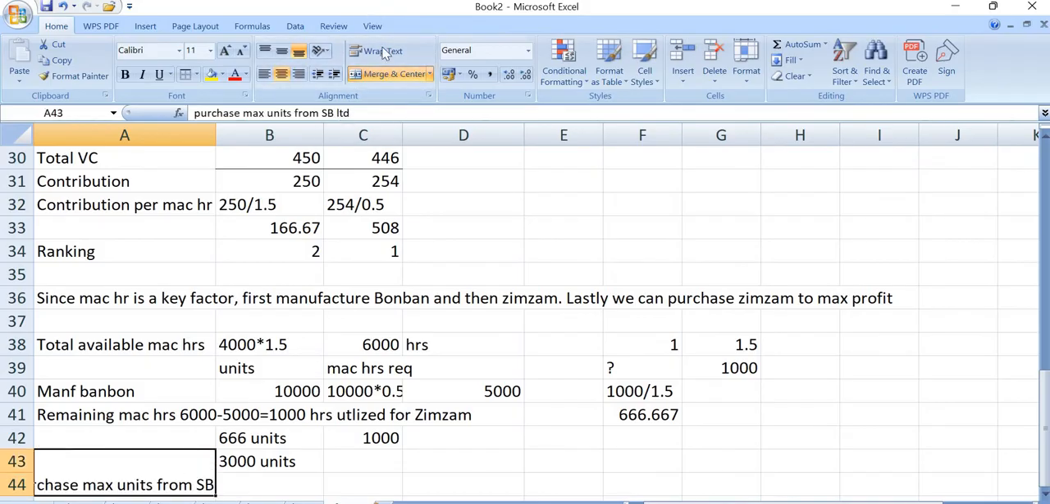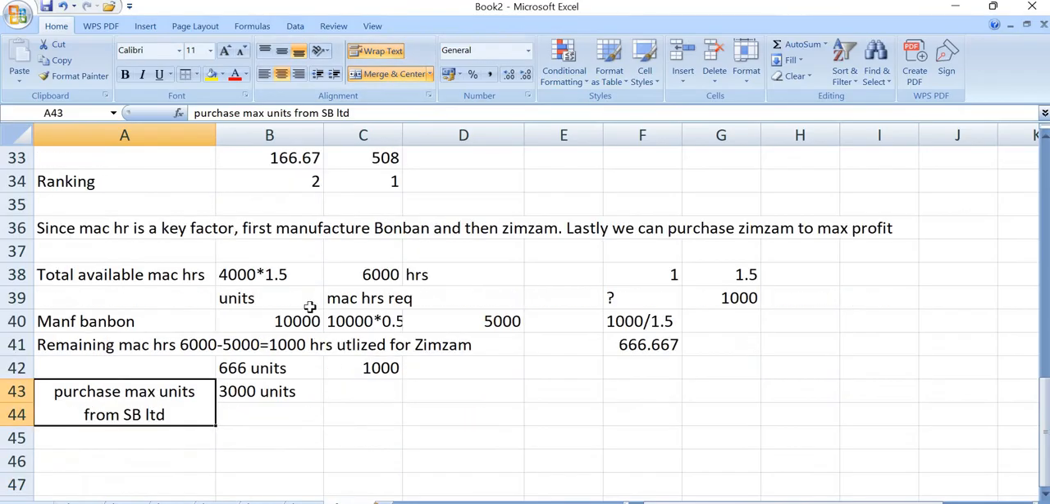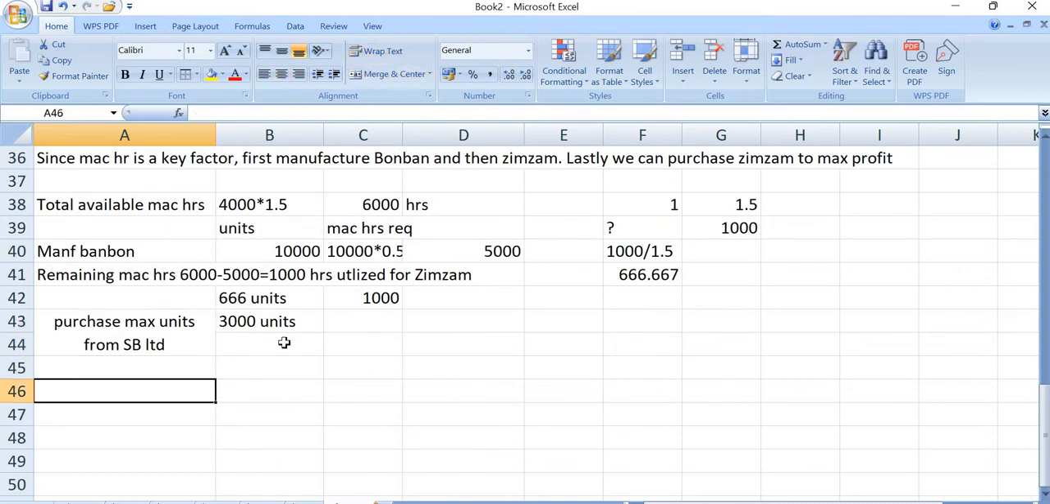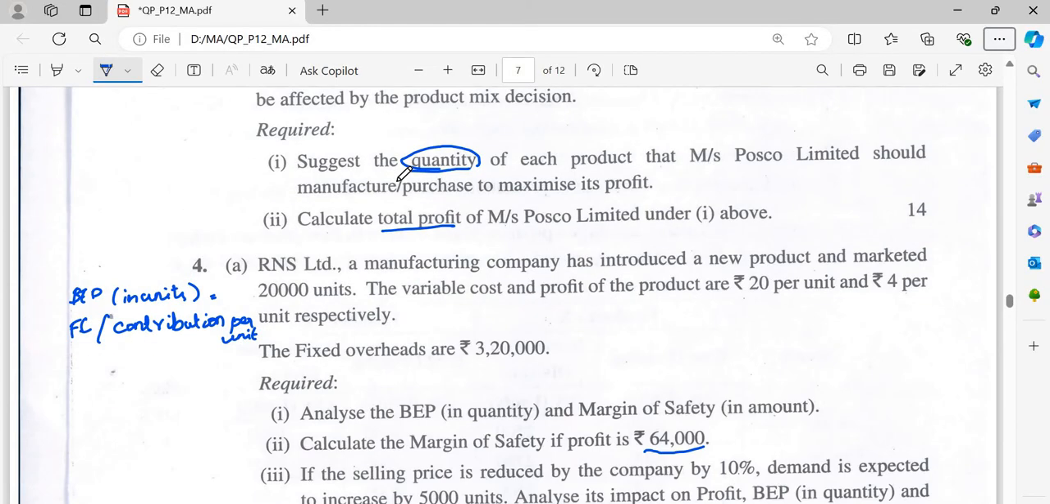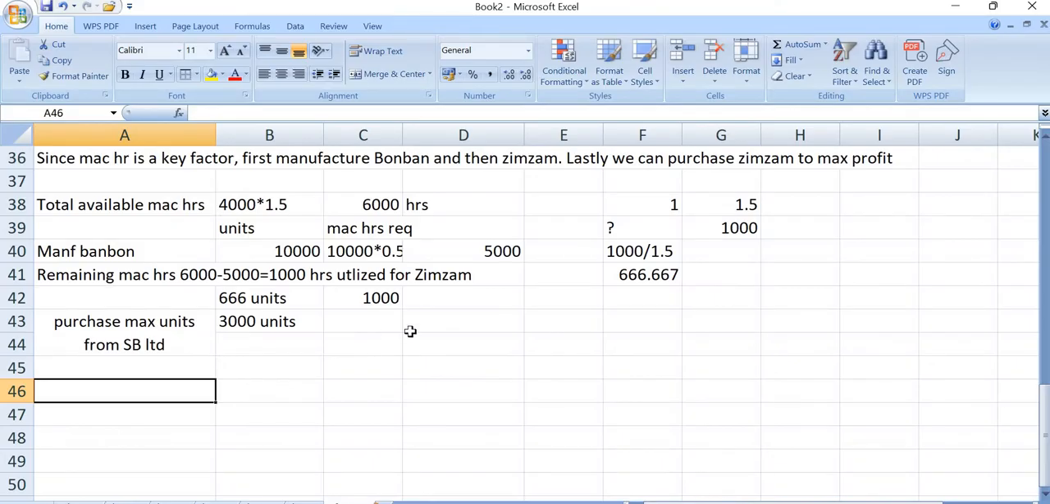So fine. So this is the units calculation. Let us calculate total profit. So this is the answer to point 1. So we have calculated what is the quantity for manufacturing and purchasing. So now we need to calculate total profit based on the above.